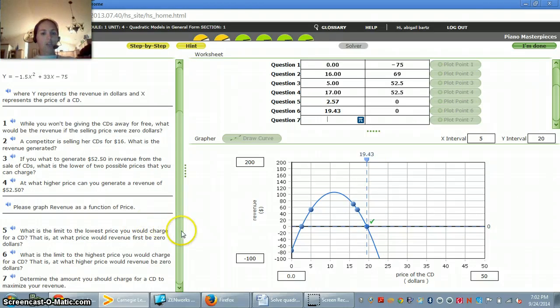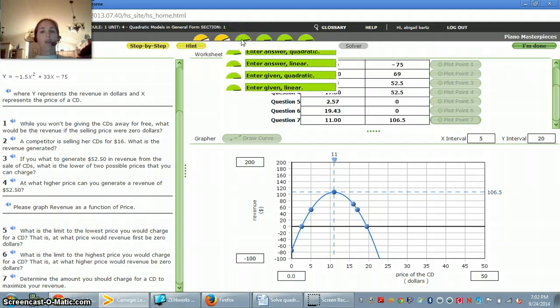And then the last question says, determine the amount you should charge for a CD to get the most, maximize your revenue. So again, drag towards the peak, and it looks like if you charge $11, the most money you can make is $106.50. And then you have to plot that point. And we have now finished all 6 questions.